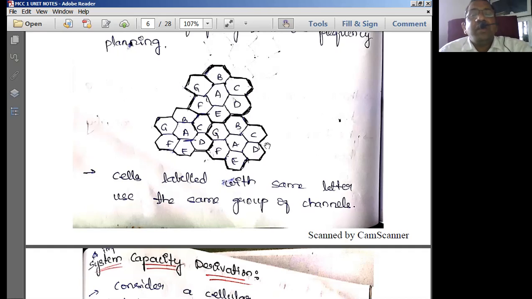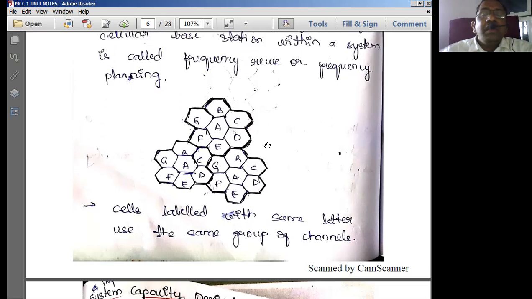Now, because of this problem, we introduce a concept called the frequency reuse concept, where the base stations in a cluster use different frequency bands. The same set of frequency bands can be reused in another cluster, and once again in another cluster, with the assumption that the signals of subsequent cells are not going to interfere with each other because of the large distance.